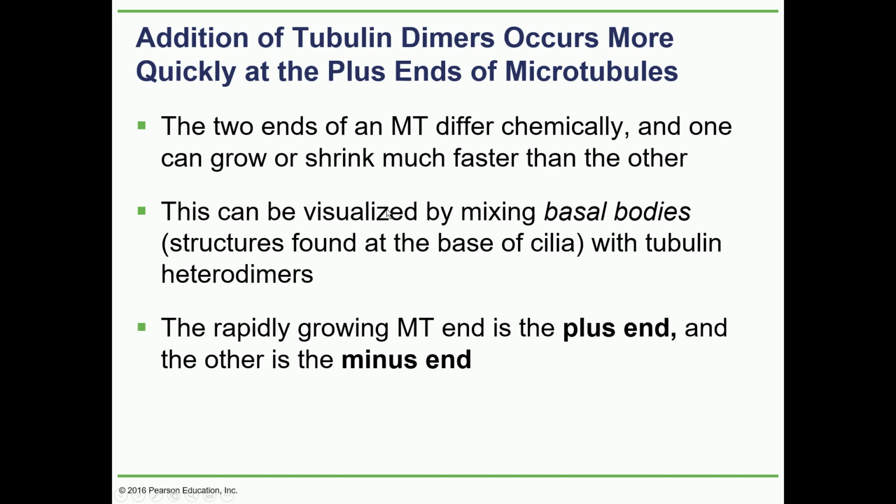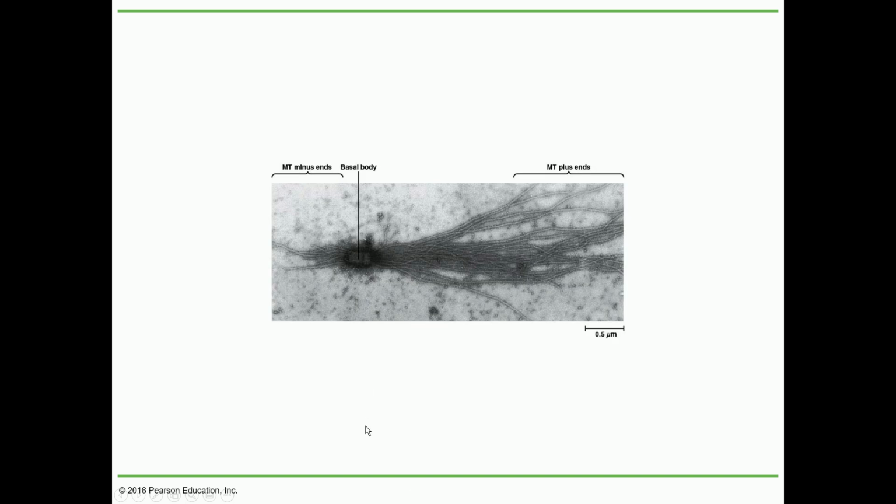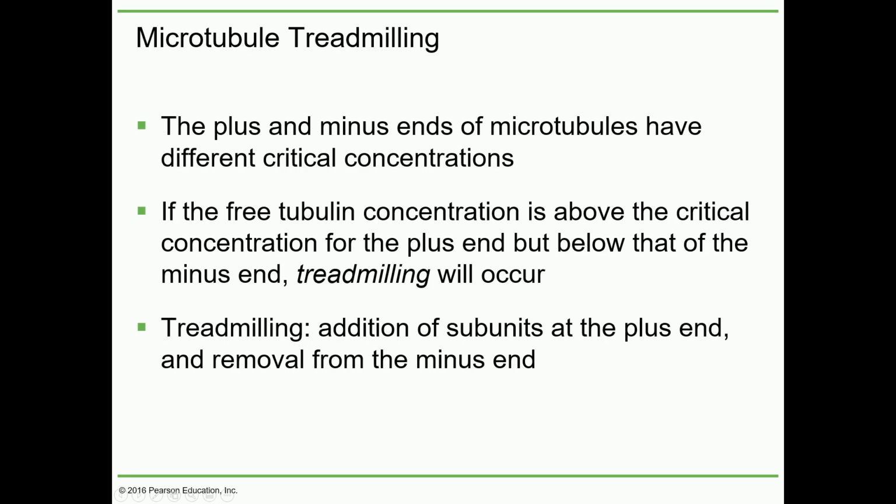Okay, so we already know the rapidly growing microtubule end is called the plus end, and the other end is called the minus end. So you can see here, this is showing the basal body. On this side is the plus end, and this is the minus end. The plus and the minus ends of the microtubules have different critical concentrations. So if the free tubulin concentration is above the critical concentration for the plus end but below that of the minus end, then treadmilling will occur.